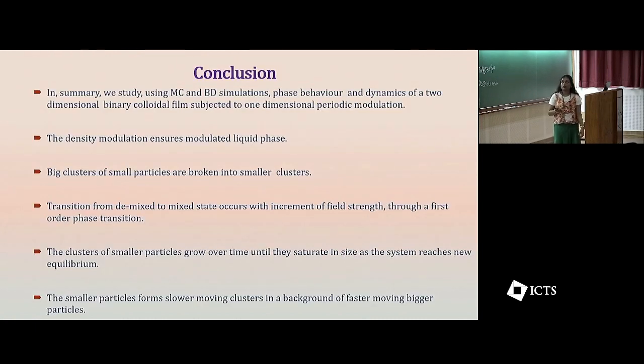So to conclude, we look into the phase behavior and kinetics of a system in presence and in absence of the external modulation. We observe that the smaller particles gradually form clusters in absence, and when we also switch off the external modulation, the cluster gradually grows in time.